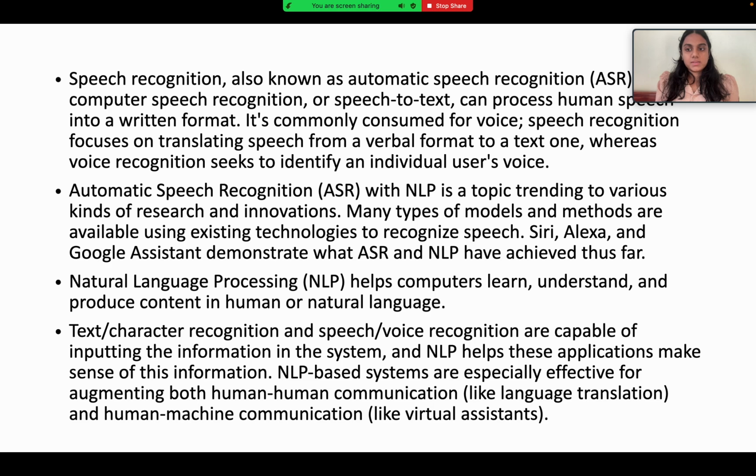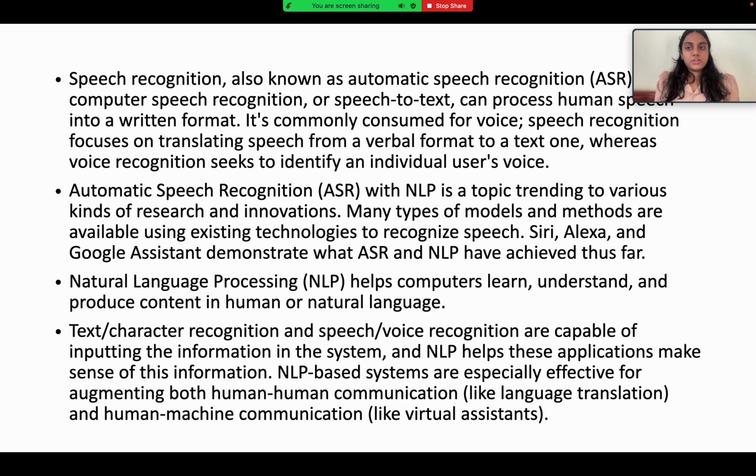Many types of models and methods are available using existing technologies to recognize speech. Siri, Alexa, and Google Assistant demonstrate what ASR and NLP have achieved thus far. Natural language processing helps computers learn, understand, and produce content in human or natural language. Text or character recognition and speech or voice recognition are capable of inputting information into the system, and NLP helps these applications make sense of this information. NLP-based systems are especially effective for augmenting both human-human communication, like language translation, and human-machine communication, like virtual assistants.